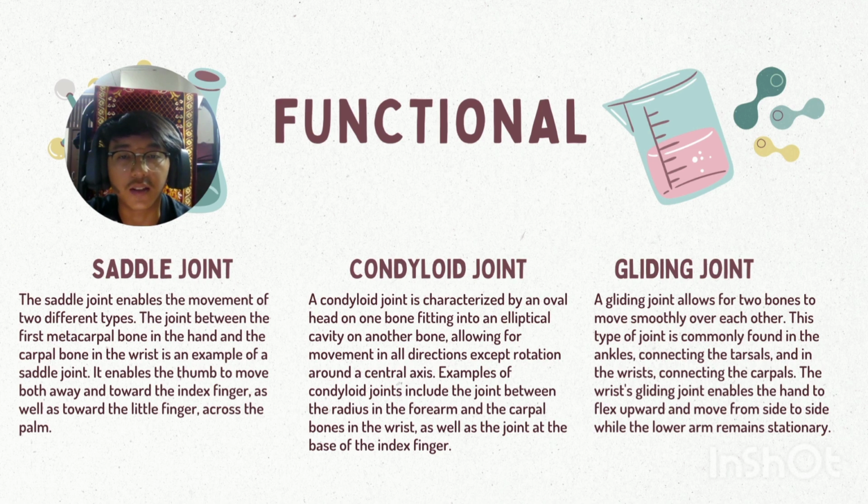Next, the condyloid joint. A condyloid joint is characterized by an oval head on one bone fitting into an elliptical cavity on another bone, allowing for movement in all directions except rotation around a central axis. Examples of condyloid joints include the joint between the radius in the forearm and the carpal bone in the wrist, as well as the joint at the base of the index finger.